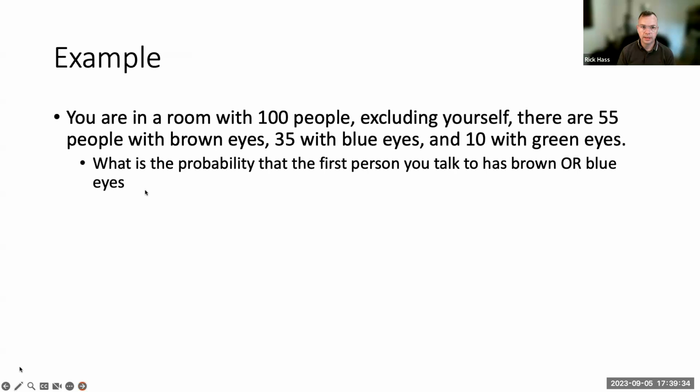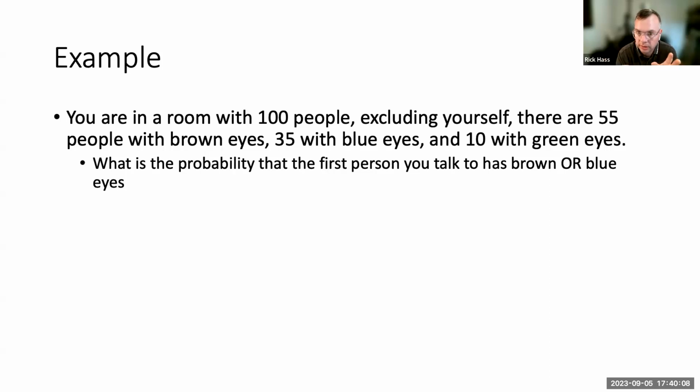So let's put this into context. You're in a room with 100 people, excluding yourself. So you're in the room, but you're not one of the 100 people. You're an observer, an objective observer. So excluding you, there's 55 people with brown eyes, 35 with blue, 10 with green. No other eye colors for right now. So given what we just talked about, what is the probability that the first person that you walk up to and talk to has brown eyes or blue eyes? Think about this for a second.